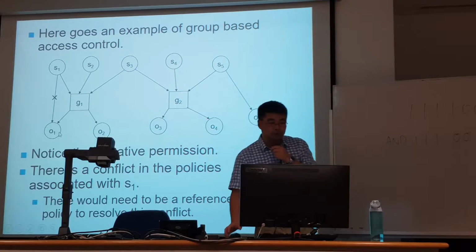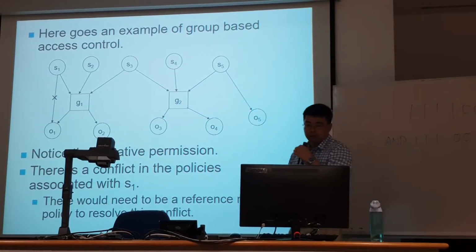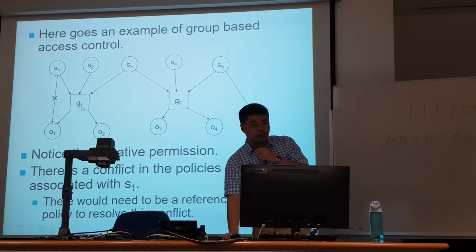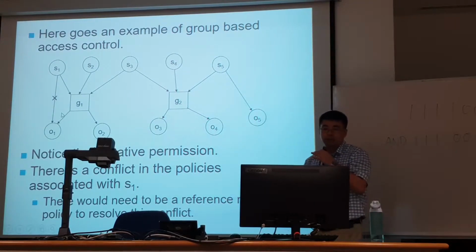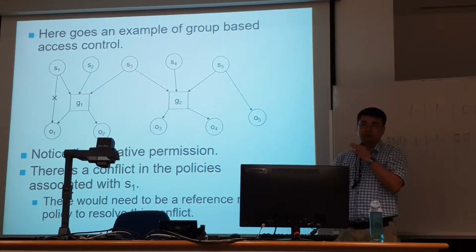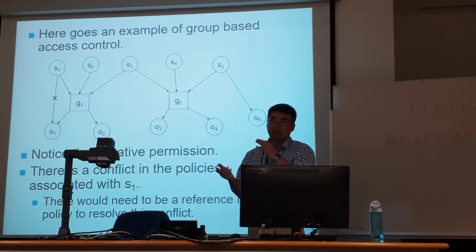Of course, we can have two options here. We can have a default allow or a default deny, right? Because T1 is allowed to access O1 and S1 is in T1. On the other hand, we explicitly say S1 is not allowed to access O1. So there are two approaches. One is a more liberal approach. That means if any part of the policy says allow, I allow this person to access. Another one is a more conservative approach. If anyone says deny, I deny.